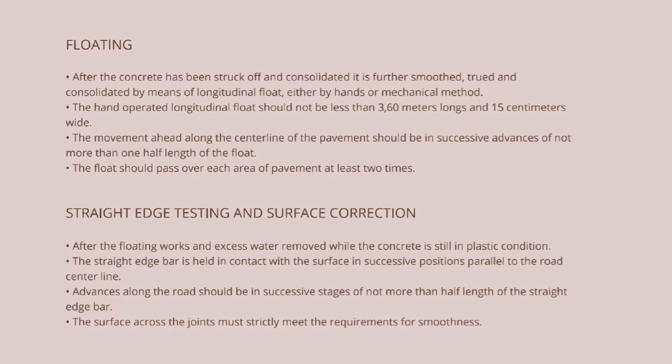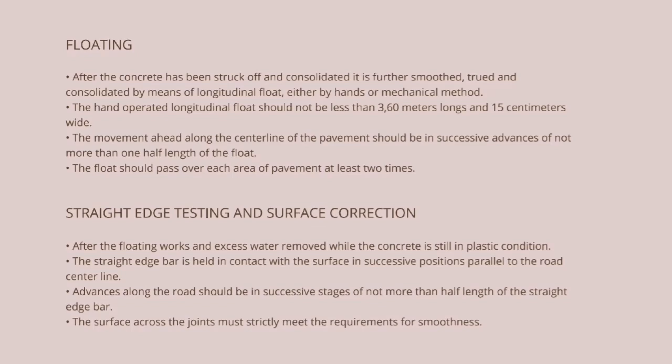Floating. After the concrete has been struck off and consolidated, it is further smoothened, trued, and consolidated by means of a longitudinal float, either by hand or mechanical methods. Second, the hand-operated longitudinal float should not be less than 3.16 meters long and 15 centimeters wide. The movement ahead along the center line of the pavement should be in successive advances of not more than one-half the length of the float. And last is the float should pass over each area of pavement at least 2 times.